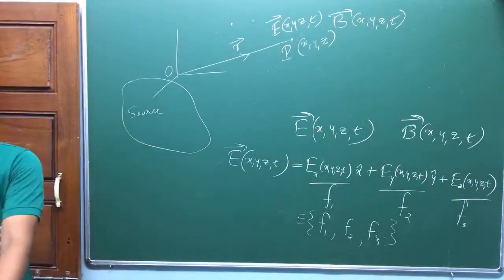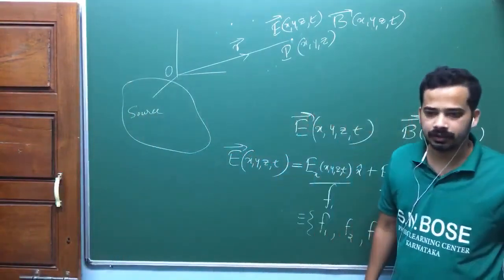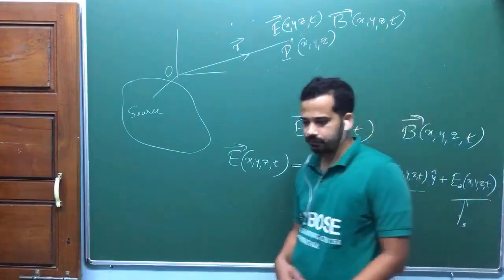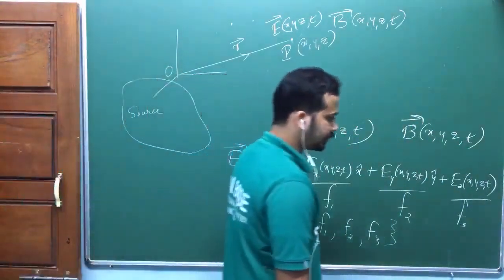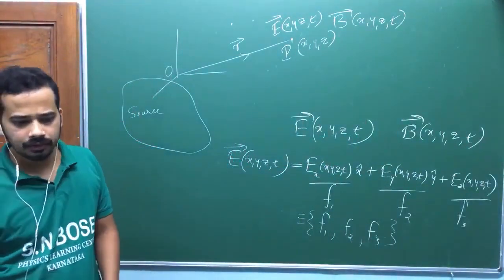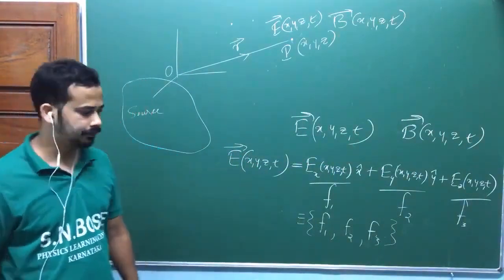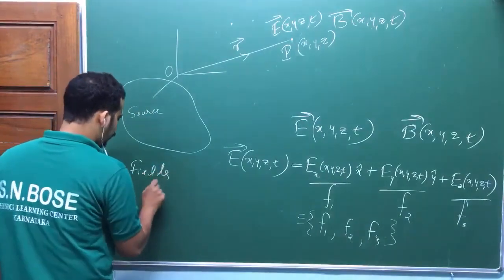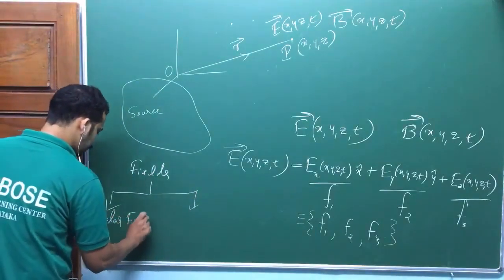Take this statement: a field is any physical quantity which takes a different value at different points in space, and it may have possible time dependence also. So in the case of fields, you can categorize them into two: scalar field and vector field.